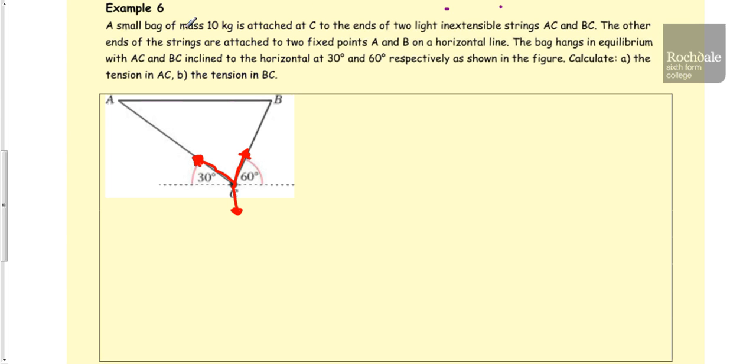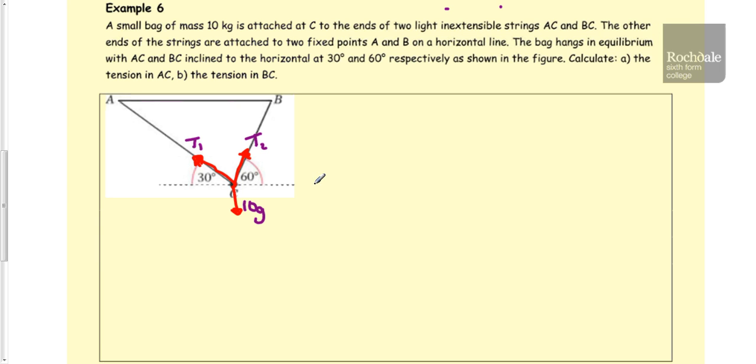Now in this case we've got a bag of mass 10 kilograms, so that's the weight acting downwards there, attached to the end of two light and inextensible strings. So we've got two separate strings, and that means that the tension will be different in each one. So I'm going to call them T1 and T2.